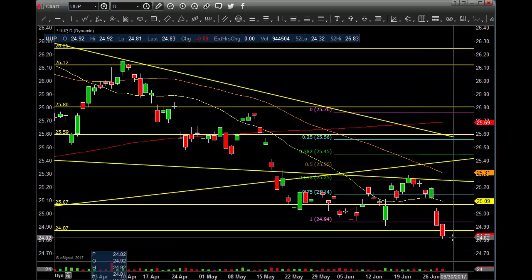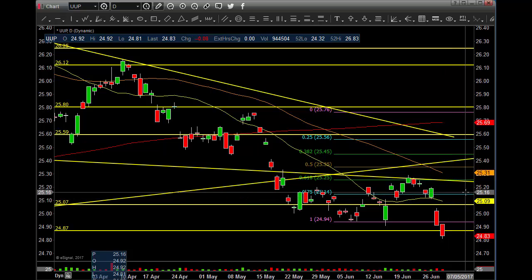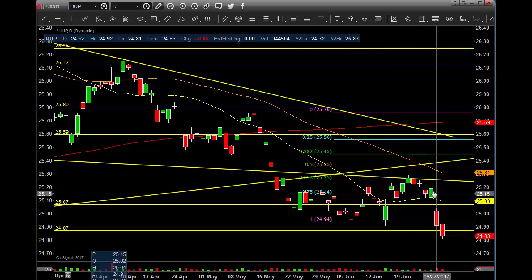If we get a nice reversal candle, this thing pops up, then we might come back up into this area, get above the 20, and maybe start doing the consolidation trick again. You know, kind of like here, drop it, pop it, consolidate, drop it, pop it, consolidate. So we'll see what happens tomorrow on the UUP.